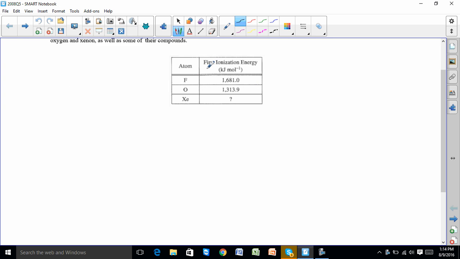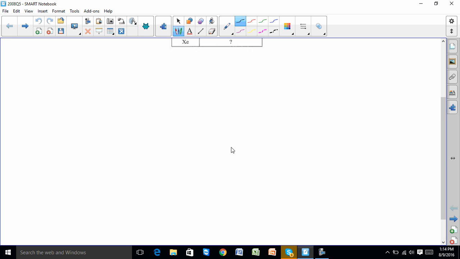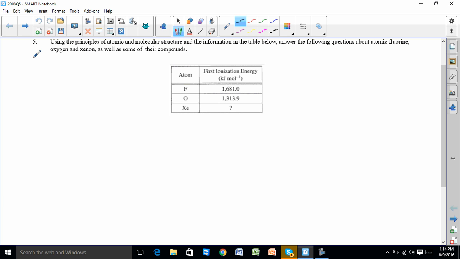So first ionization energy is the energy necessary to remove the most loosely held electron, or the valence electron. So it takes more energy, or it's more difficult, to take a valence electron away from fluorine than it does from oxygen. Okay, so that's this page.